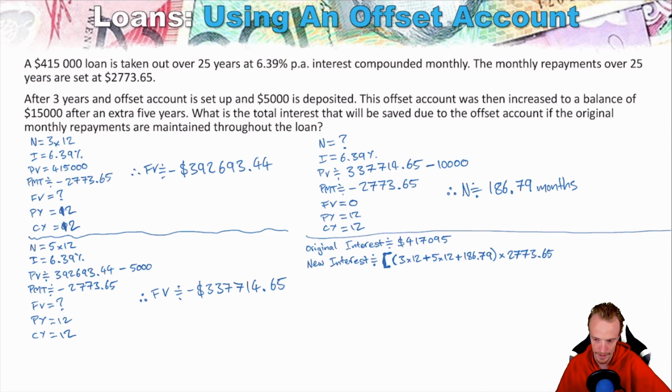Now this is the part that I said we need to be careful of again. We still had $15,000 owing at this point in time. It's just that the balance of the loan matched the balance of the offset account. We've still got to pay that $15,000 back somehow. So we're going to assume that we've given that $15,000 straight back. So we've got to add another $15,000 because we still owe that to the bank. But then we've got to subtract off, after we do all that, the loan amount, $415,000. And that will give us what the new interest is approximately equal to.